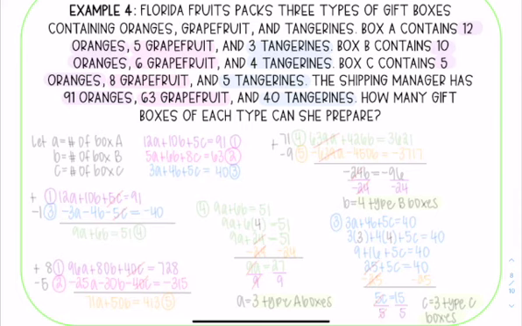So again, that last question tells you what you should let your letters be. So I'm going to let A be the number of box A. I'm going to let B be the number of box B. And I'm going to let C be the number of box C.